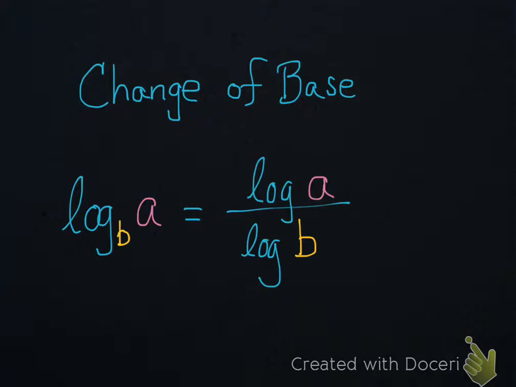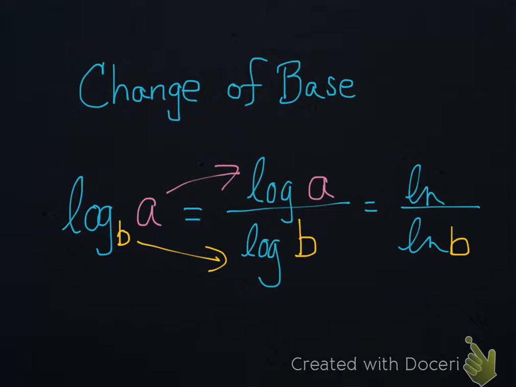Remember, the only reason we're changing base is so that we can use the log button in the calculator that's pre-programmed. It doesn't matter if we use log or if we use the ln button. Either way is acceptable. The base is always going to go to the bottom. The argument is always going to go to the top. Let's do some practice problems.